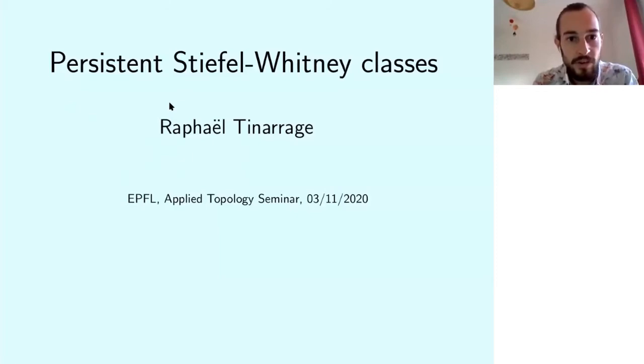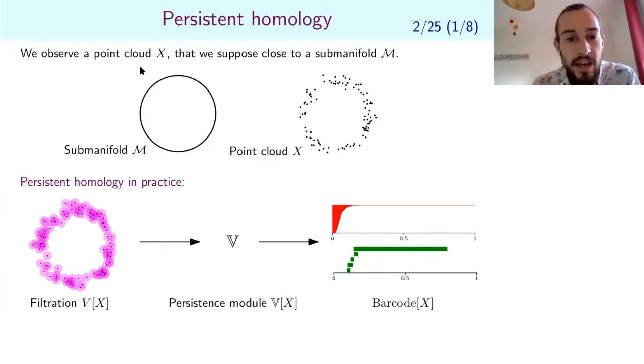It's about Stiefel-Whitney classes, and we'll start with persistent homology. I like to introduce persistent homology like that. You are doing a scientific experiment and you obtain a point cloud, X here, and you suppose that this point cloud lies close to some submanifold, M here, the star color. And your goal is to estimate the homology of M from simply X.